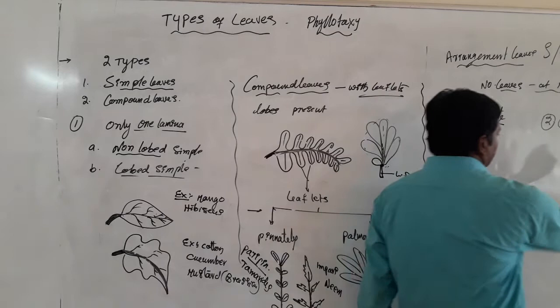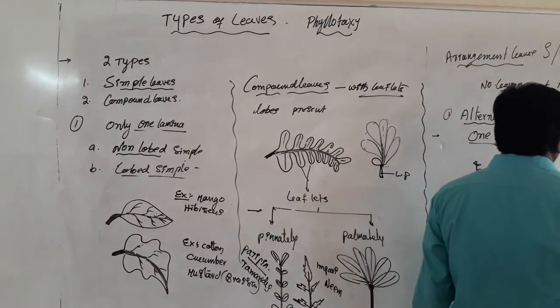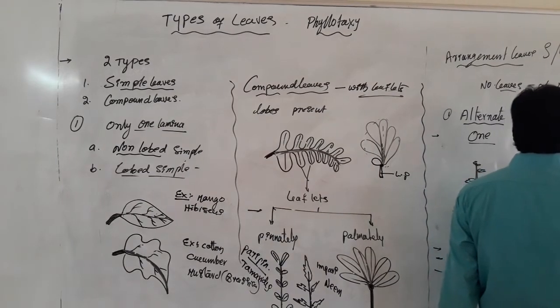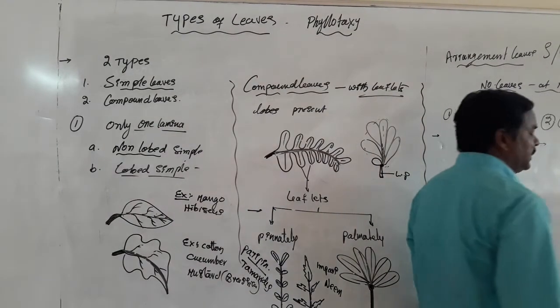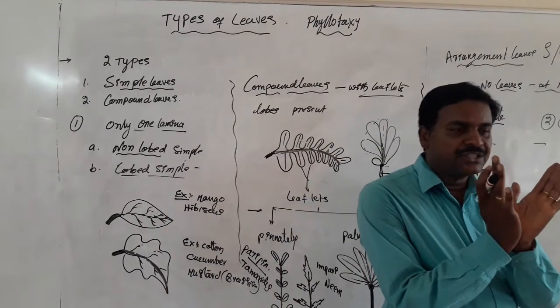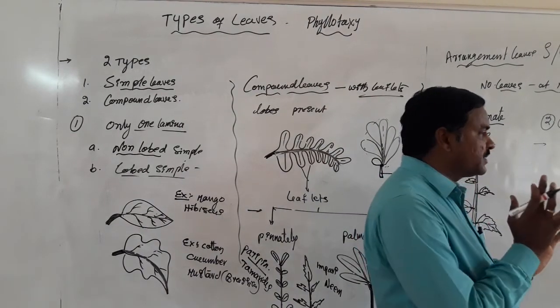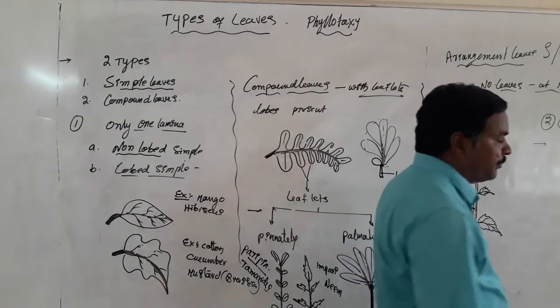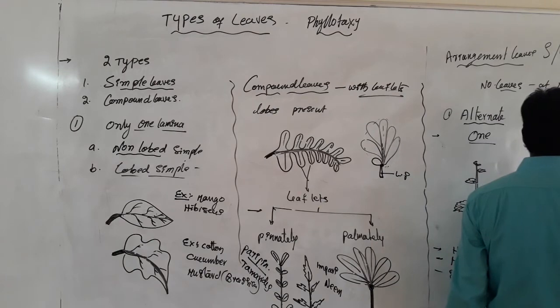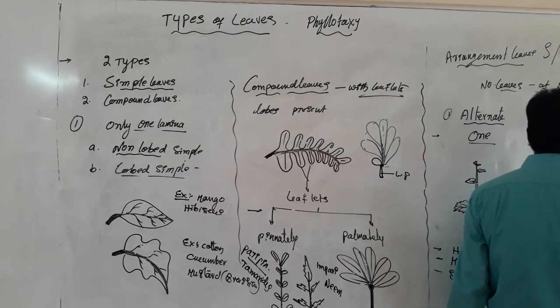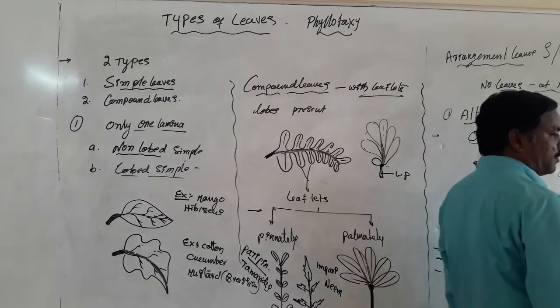Now coming to the next one, this is opposite phyllotaxy. Opposite phyllotaxy is represented by two leaves at each and every node, which lie opposite to each other. Every node consists of two leaves arranged opposite to each other. Some of the best examples: guava is one example, and also Calotropis is another example.